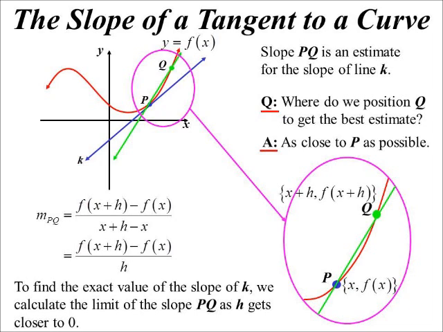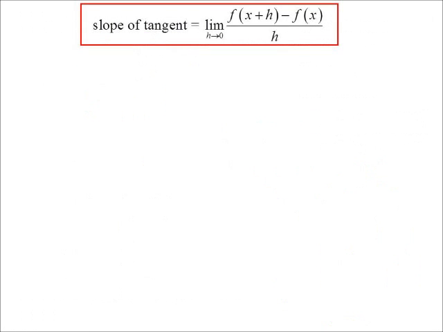Well, that's where the idea of limits come in. Now, of course, Q and P can't be the same point. But if I find the limit as h approaches 0, then I will find the slope of that line, because it'll tell me the value of this function as h approaches 0, which will be the slope of the tangent. So making use of limits, I can find the slope of the tangent.